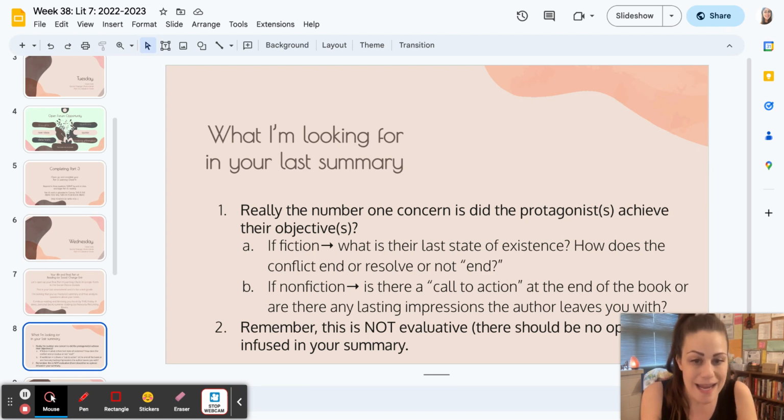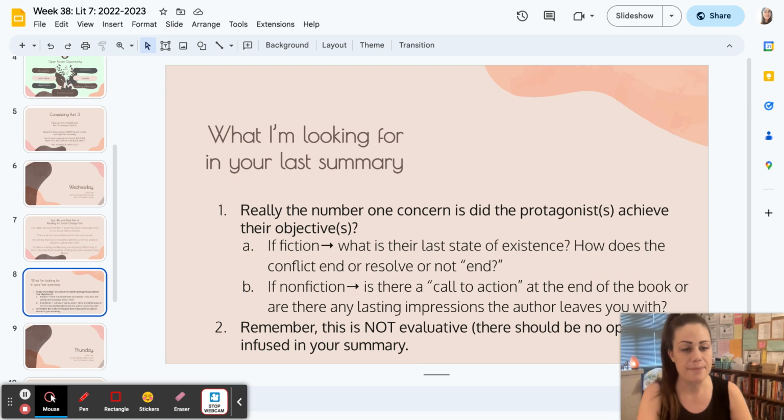Remember that summary is not an evaluation. There's no opinion infused in your summary, which would make it an opinion narrative paper rather than a summary. Summaries are objective. So even if it sounds like, in the end, we end on this, I saw this, I experienced this, you're purely talking about it from an objective lens. This is what happened in the book, not, I liked how it ended. That really matters to me, but that's not within the summary. So just that FYI.